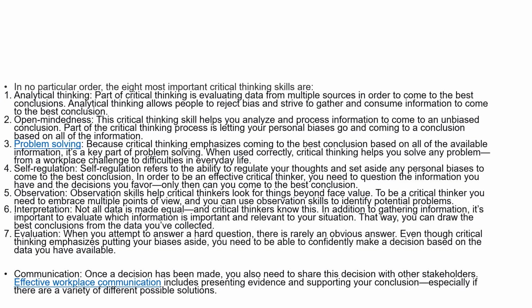Evaluation: when you attempt to answer a hard question, there is rarely an obvious answer. Even though critical thinking emphasizes putting your biases aside, you need to be able to confidently make a decision based on the data you have available. Communication: once a decision has been made, you also need to share this decision with other stakeholders. This includes presenting evidence supporting your conclusion, especially if there are a variety of different possible solutions.